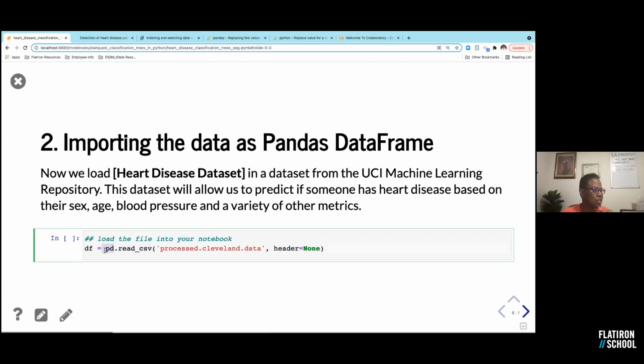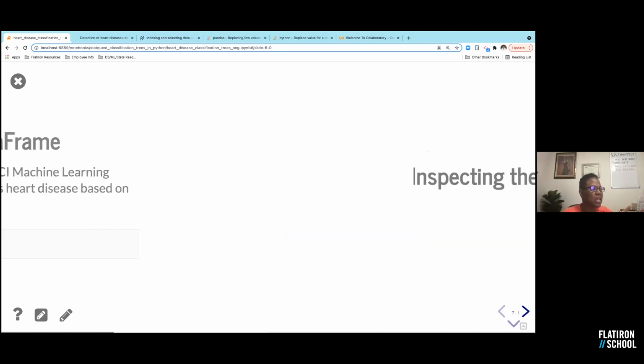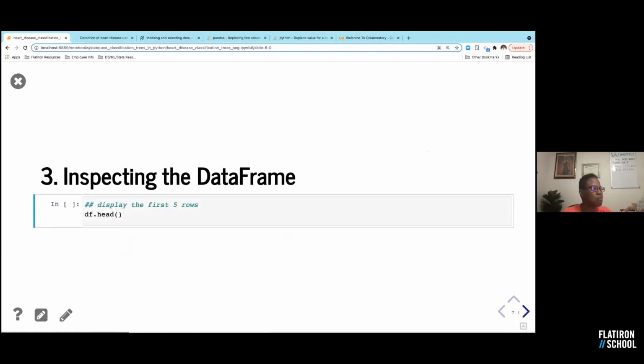pd.read_csv. So pd here is for pandas, right? And this read_csv is a method of pandas that allows us to import a data set into our notebook in such a way that it comes in as a pandas data frame. And these pandas data frames are very much like an Excel spreadsheet or SQL table. They look very familiar.